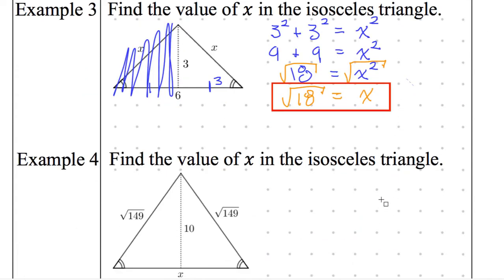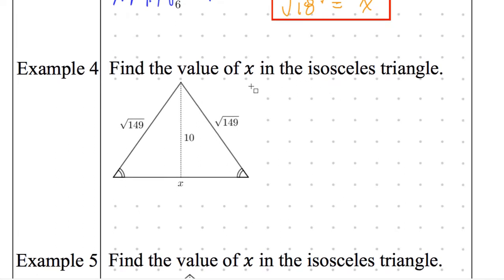Let's try another one, example 4. Find the value of x in this isosceles triangle. All right, so I'm just going to first start by finding this length right here. I'm not going to find x all at once. I'm just going to find half of x, and then at the very end, I'll double it to get all of x. So remember that my very last step is going to be to double it because I'm only finding this missing length here. I'm going to say that this missing length here is y.